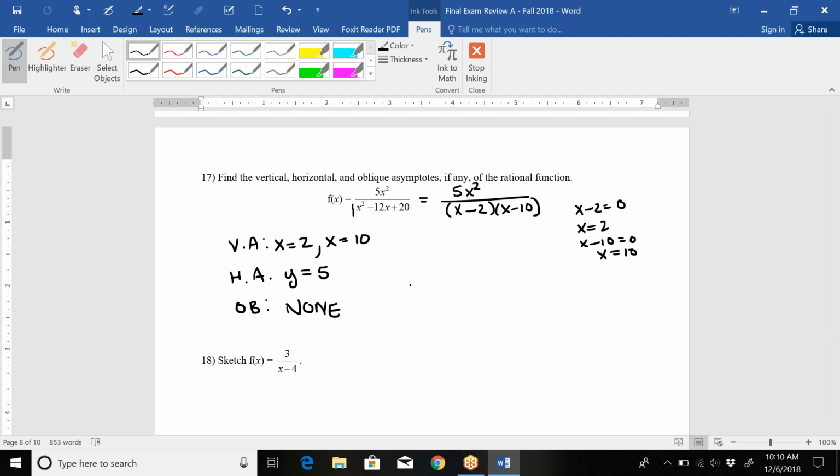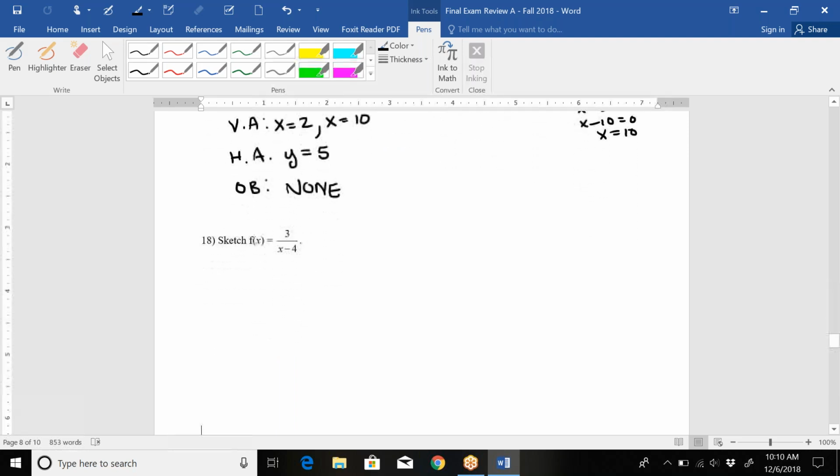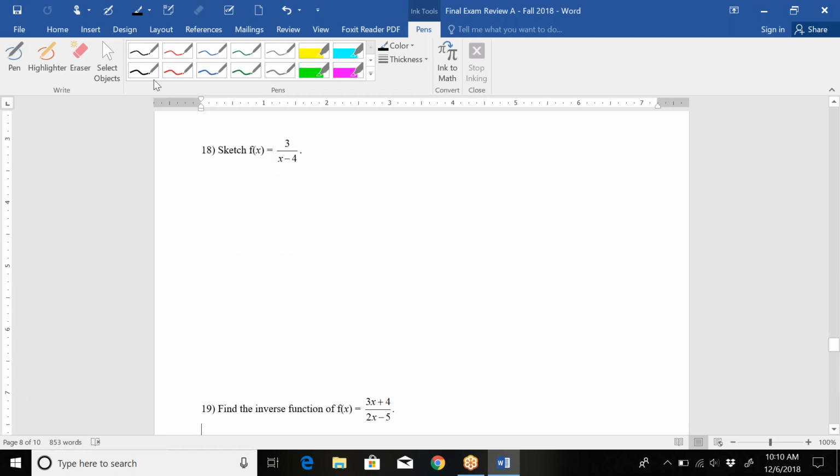Okay, so we're looking at number 18. We're going to sketch this rational function. So some things that we care about when we're sketching the rational function, we want to know the reduced function, which sometimes is the actual function if it doesn't factor and reduce.